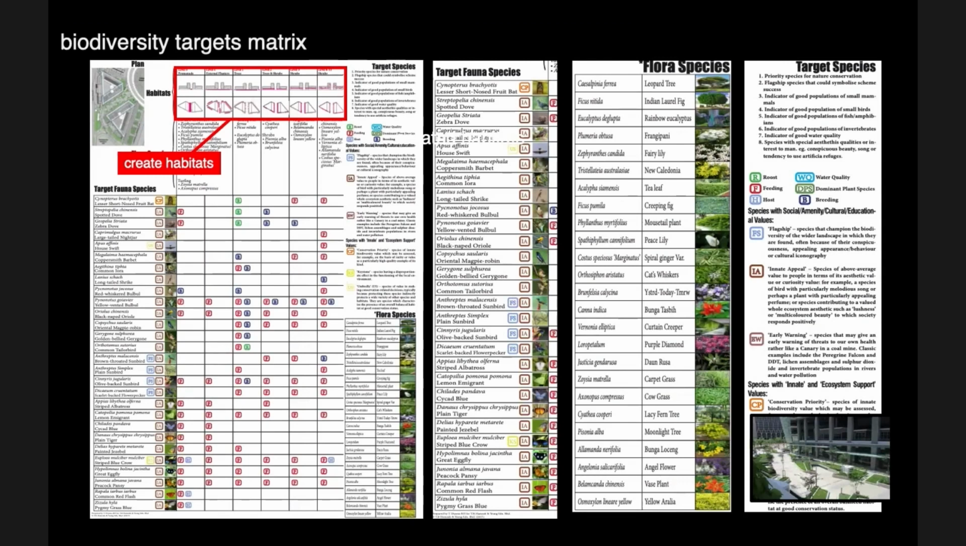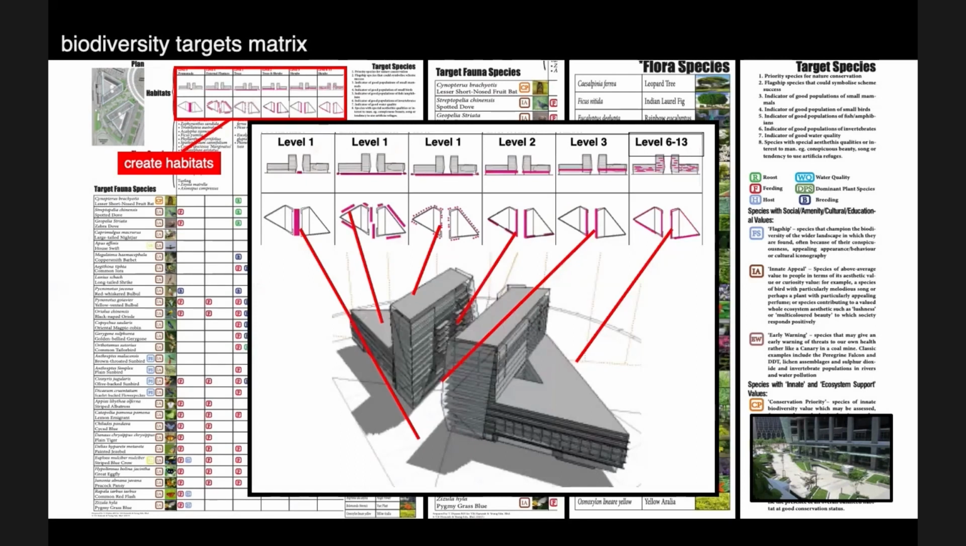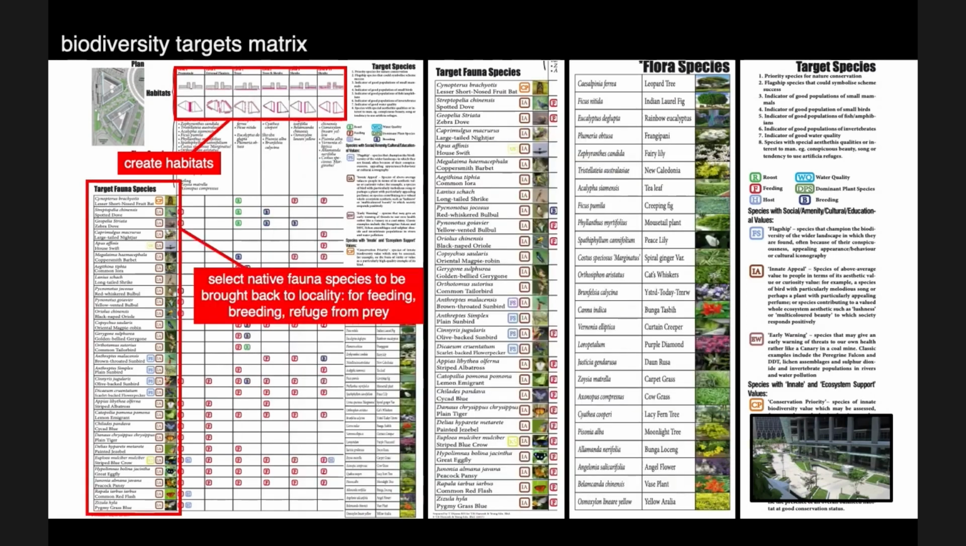So what we do is then we do research on the site on the species that have been removed from the site. The human beings have removed them, because when we were given the site, it was just brown earth. So we need to see what form of species we want to bring back into the site. But before we do that, we had to create habitats within the built environment. And these are the different habitats in different parts of this project. And then within the habitats, we try to identify the fauna species that we want to bring in.